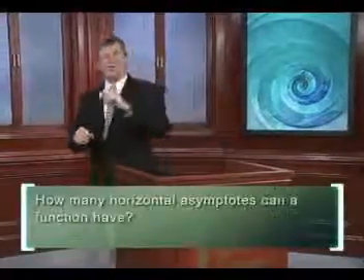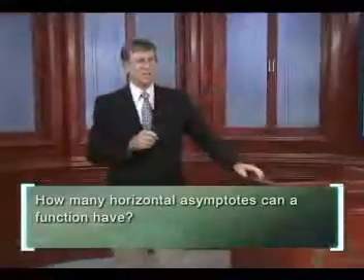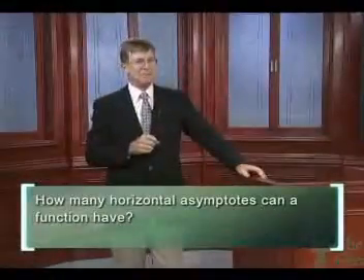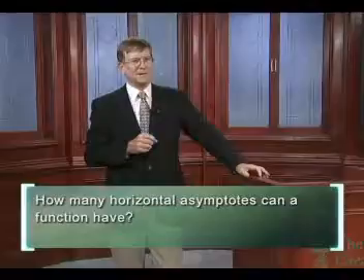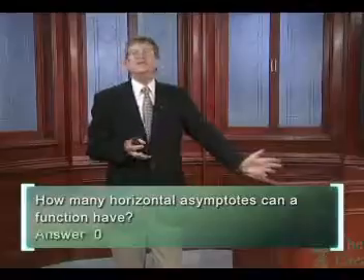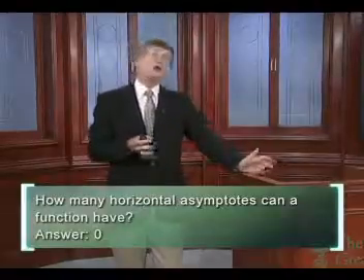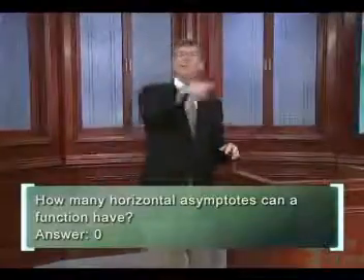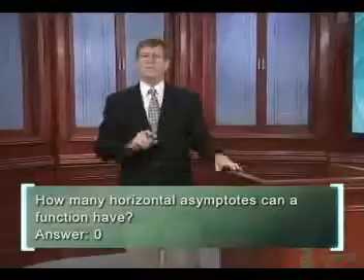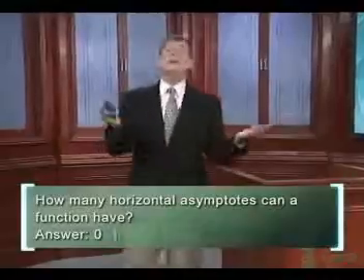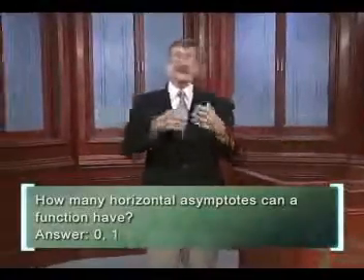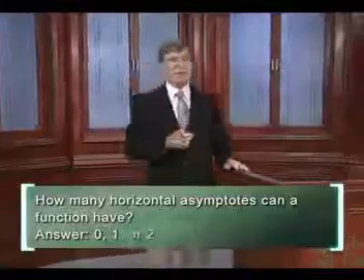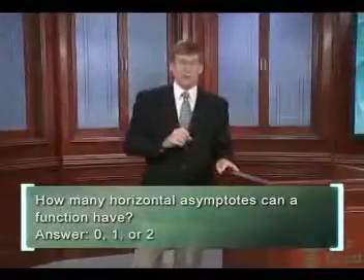How many horizontal asymptotes can a function have? What do you think now? Well, you could have 0. For instance, the function, let me think, how about f of x equals x, the straight line of slope 1. It has no horizontal asymptotes. You could have 1 horizontal asymptote. We've had lots of examples of that. You could even have 2 horizontal asymptotes, couldn't you?